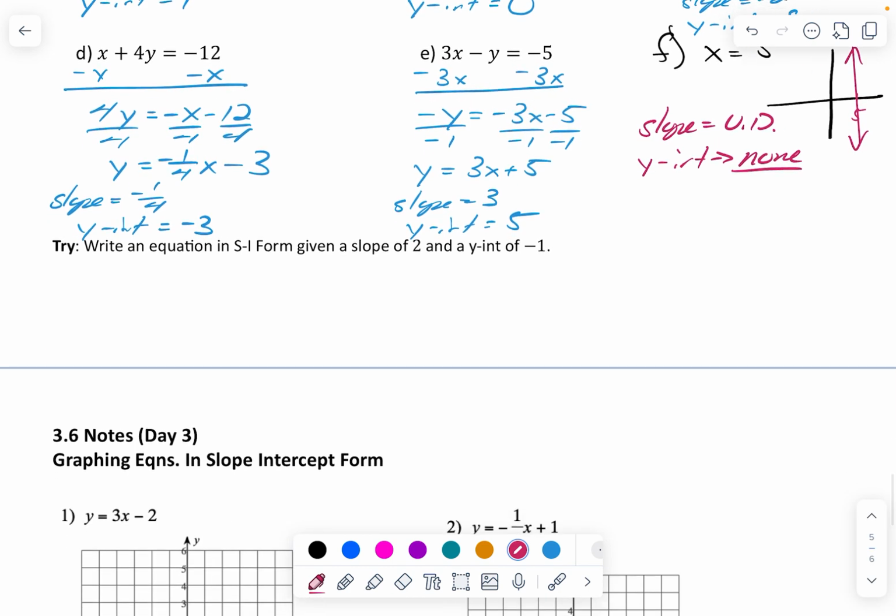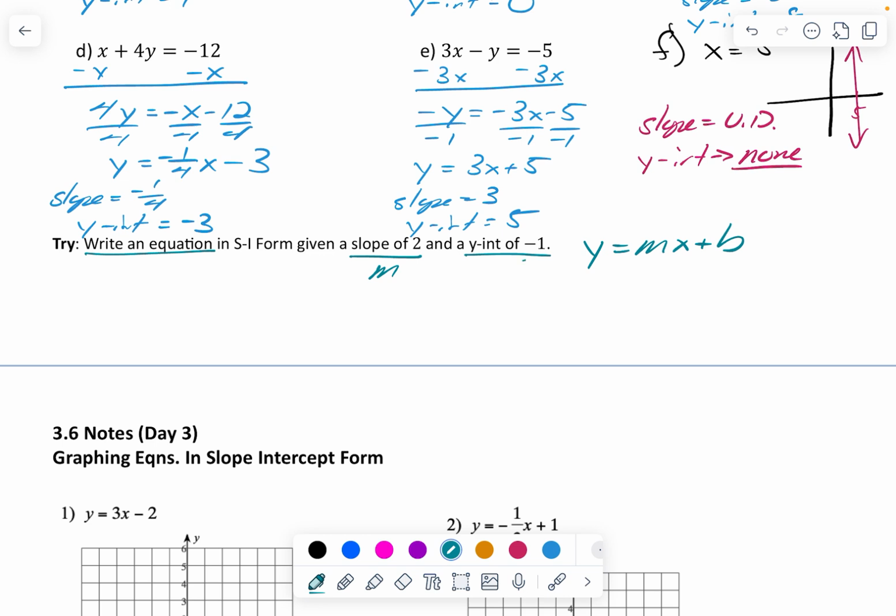Okay, so now we want to write an equation in slope-intercept form. So this is y equals mx plus b that has a slope of 2 and a y-intercept of -1. So we're going to plug in what we know. This is my m, this is my b. So write an equation. It's going to look like y equals 2x minus 1. Slope is 2, y-intercept -1.